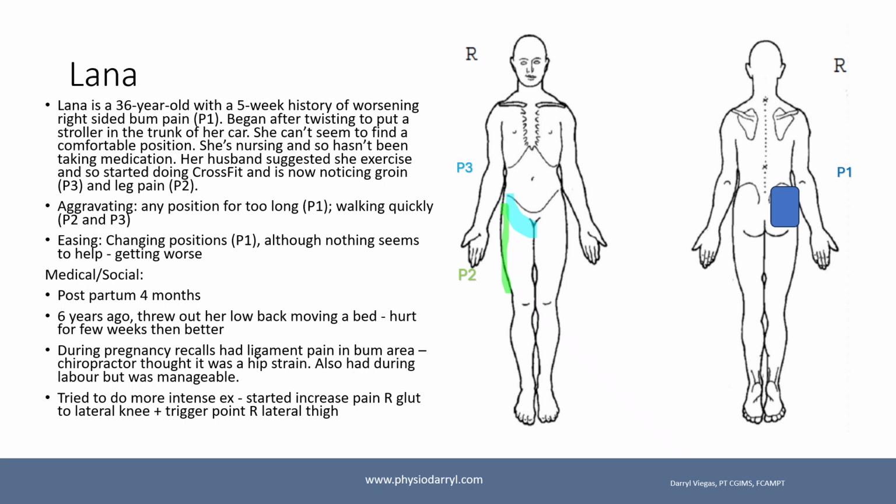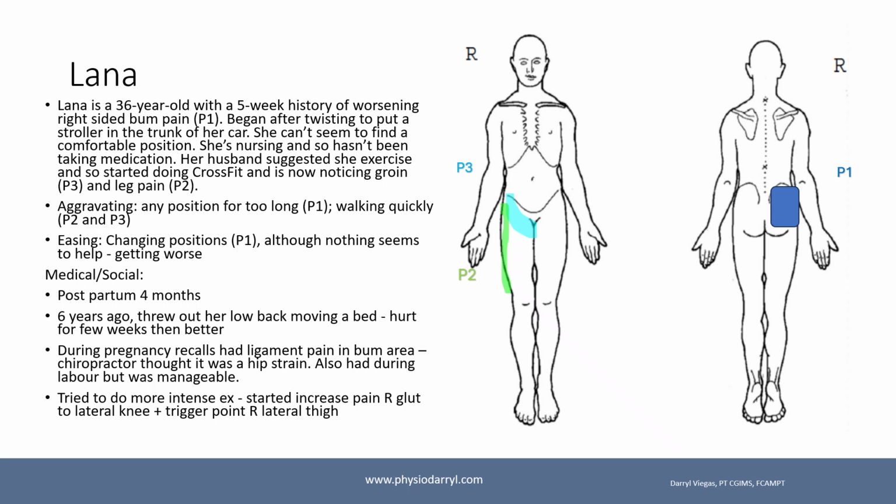From a medical social perspective, she's postpartum for 4 months. 6 years ago, she threw out her low back moving a bed and hurt for a few weeks, but then managed to get better. During her pregnancy, she recalls she had ligament pain in the bum area, and a chiropractor thought it was a hip strain. She also had pain in that area during labor, but it was manageable. She tried doing more intense exercises, and this started to increase the pain in her right glute to her lateral knee, and it created a trigger point in her right lateral thigh.